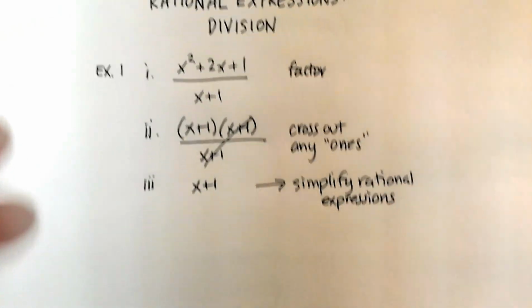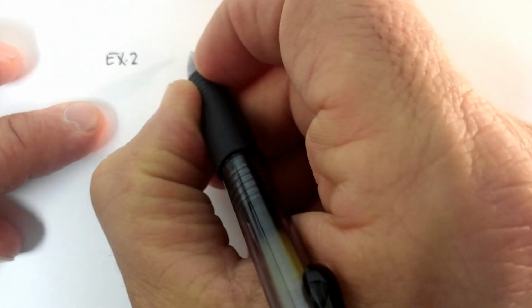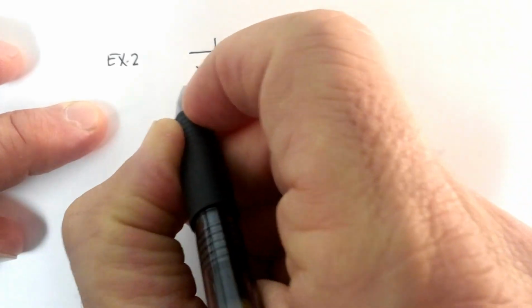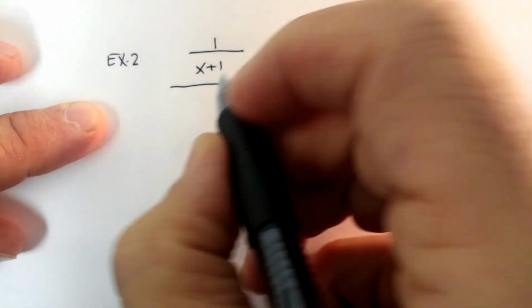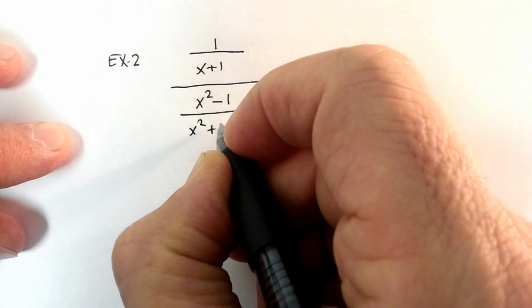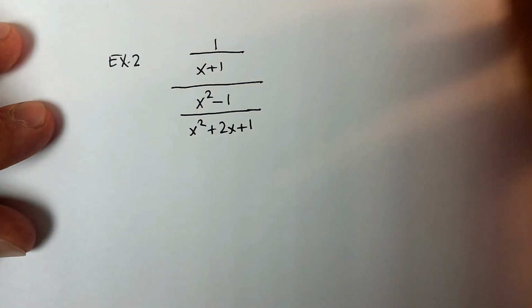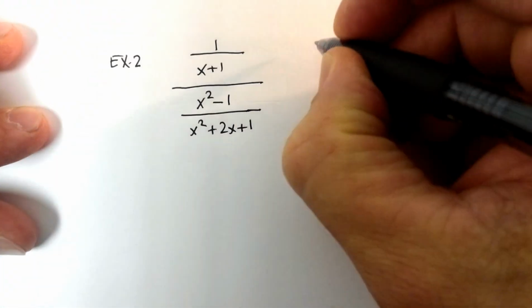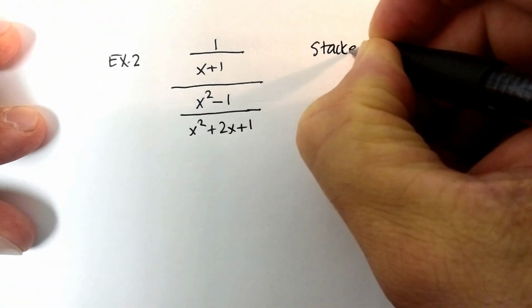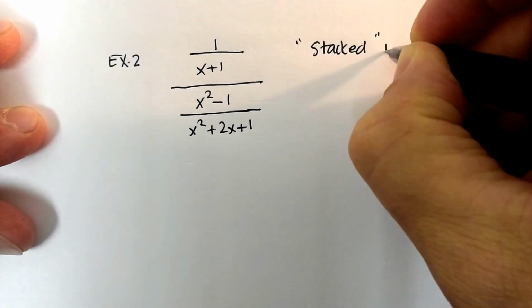Okay, now the more complex one that I want to do for you looks like this. So we'll call this one example 2. And let's do something where we have a rational expression fraction divided by another rational expression. Okay. Now, this is something that we call the stacked method. All right. Or at least I call it the stacked method.